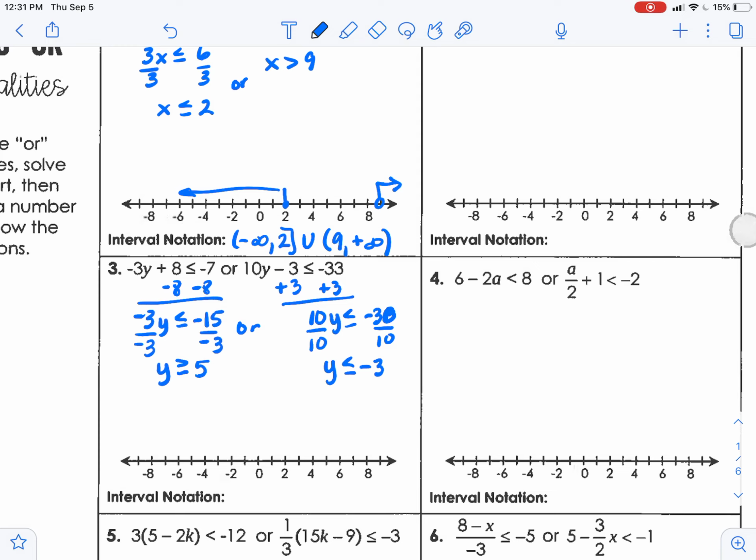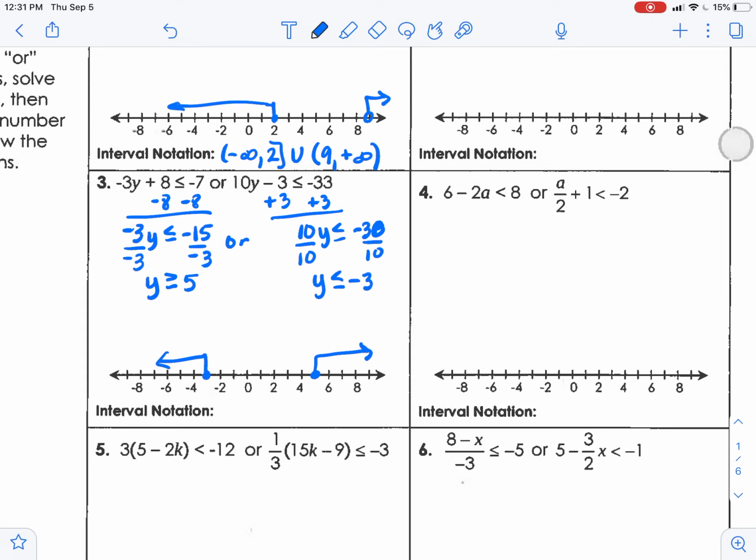Okay, let's go graph it. So I have y is greater than or equal to 5. y is less than or equal to negative 3. And if you notice, the majority of the time, now every now and then they'll give you something a little bit weird, a special case, and we'll talk about that. But most of the time when we're actually doing these problems, we're going to do them with absolute values. Your graphs will look like this.